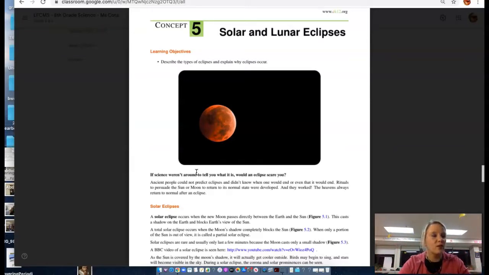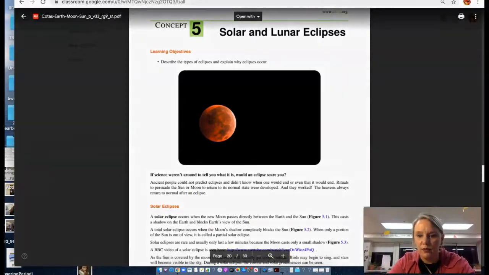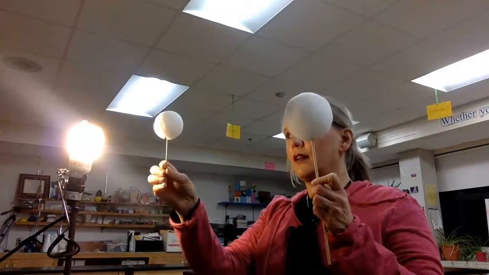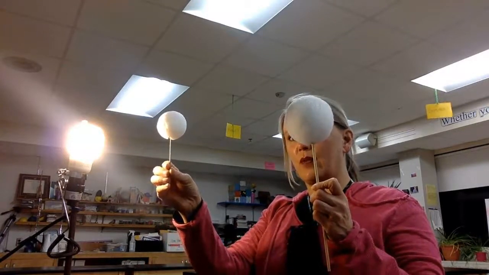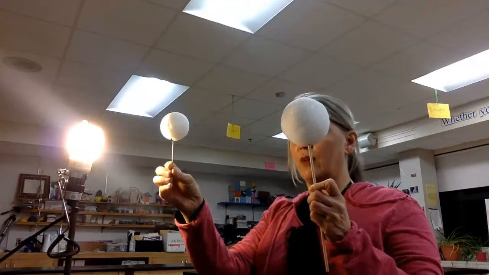What you may have noticed when we did the simulation of the moon phases is that sometimes everything is perfectly aligned. So let me just go to full screen here and we'll give this a shot. Here's my sun, okay? And so if we've got the Earth right here, this would be the daytime side of the Earth, this would be the nighttime side, and we've got the moon right here. When the moon is in the middle, remember that we see the dark side of the moon. That would be a new moon.